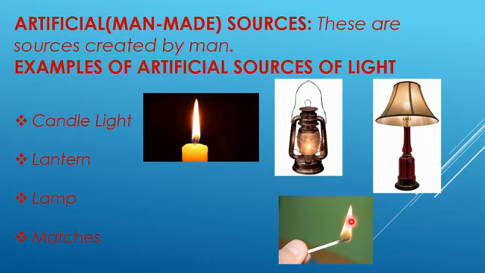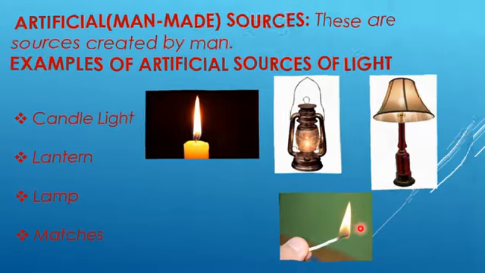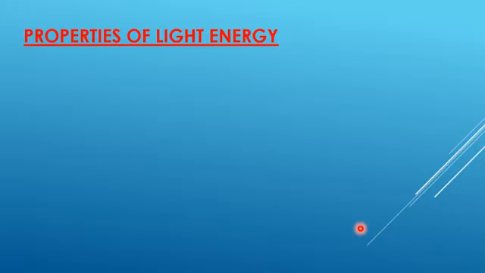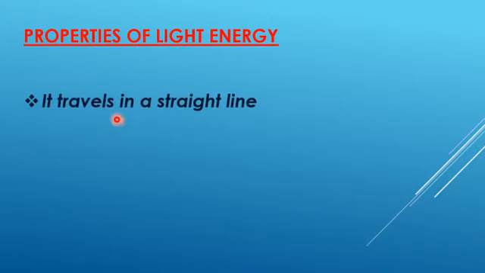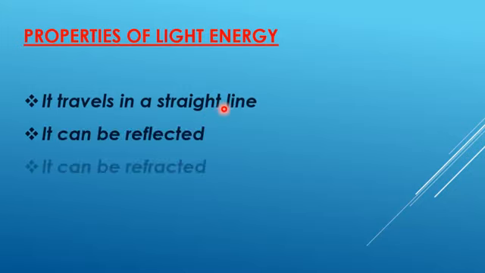So now let's move on to properties of light energy. By properties, we mean the characteristics. What makes light energy different from other forms of energy? So 1, as we pointed out in the definition of light energy, it travels in a straight line. Take note, it travels in a straight line.